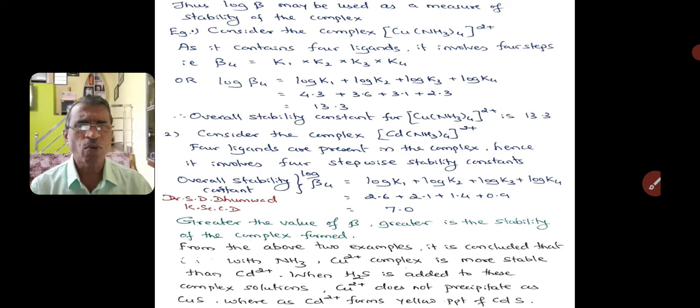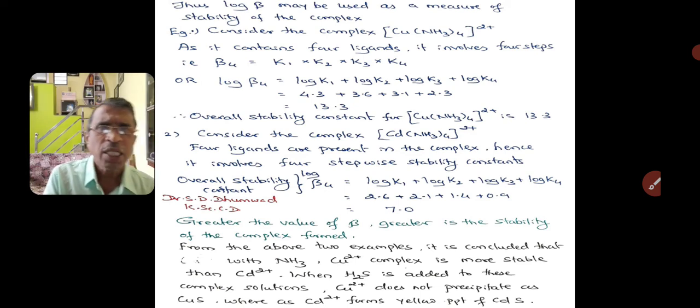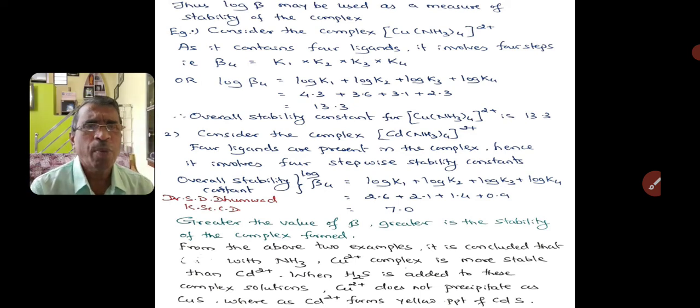This can be confirmed by adding hydrogen sulfide to the above 2 complexes. The copper complex will not precipitate as copper sulfide because ammonia is strongly held, so there is no formation of a precipitate of copper sulfide. Whereas the cadmium complex gives a yellow precipitate of cadmium sulfide because the complex is less stable. So this is another important way to confirm which is the more stable complex.